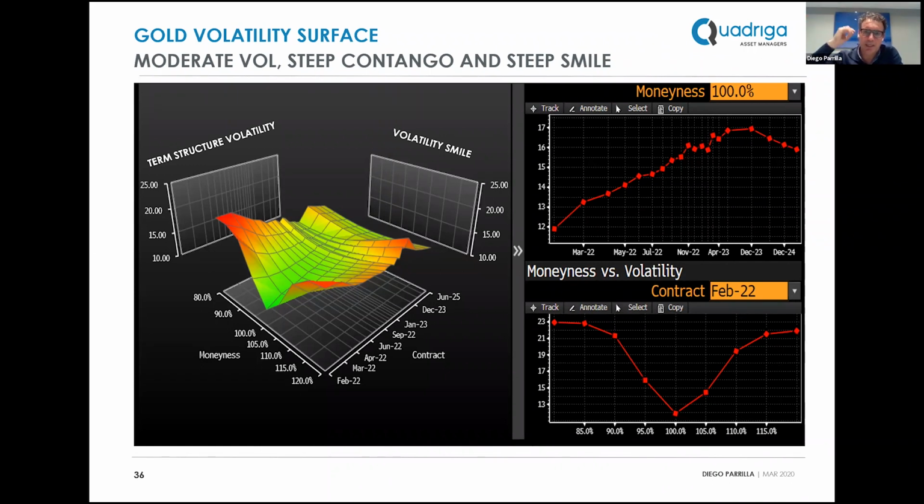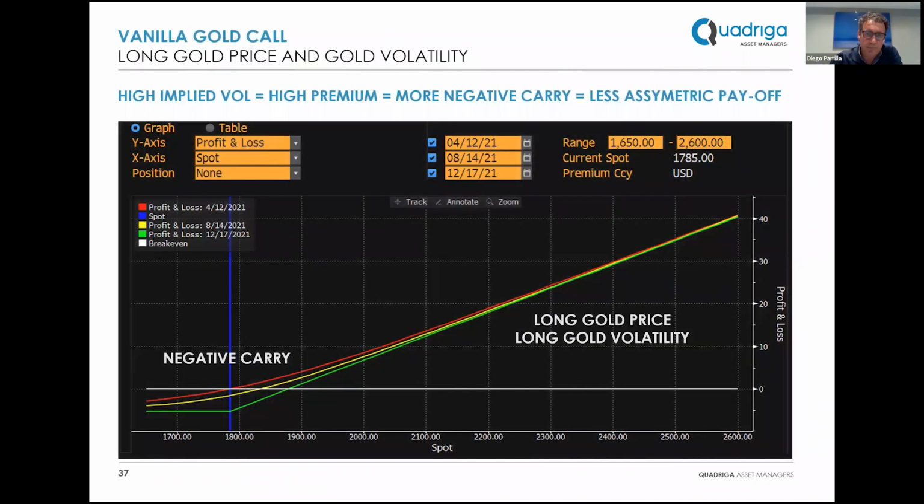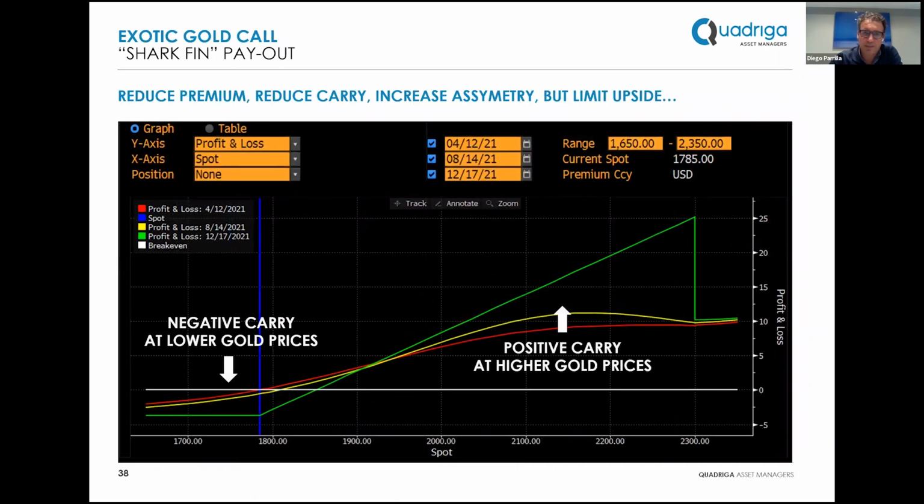at the top right, is something that we do take advantage of also to introduce strategies that are both vanilla, but also with this sort of profile that seeks to monetize this skewness, and that gives us, in our opinion, a better risk-adjusted return by reducing the premium, improving the carry, and enhancing the asymmetry.